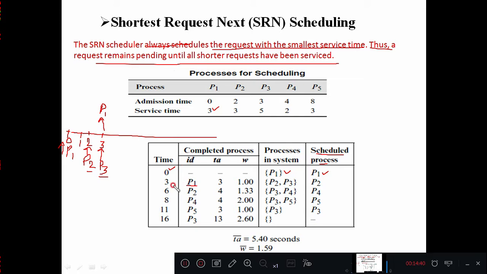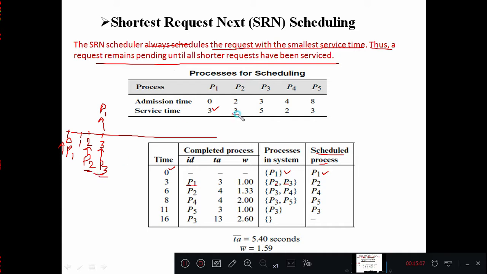Okay, the completed process is P1 at 3, and at 3 how many processes are there in the system? There are two processes, P2 and P3, right? So which process is scheduled? In case of first come first served basis, P2 was entering before P3, so P2 was scheduled. Now the scheduler will check the service times of these two processes. If they are same, then any one of the processes is scheduled, right?